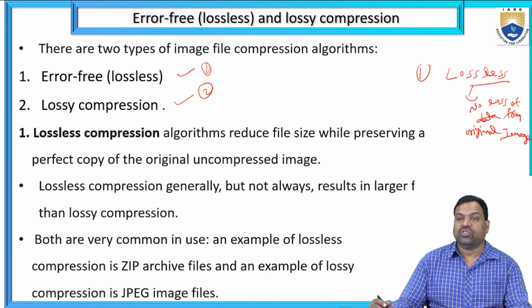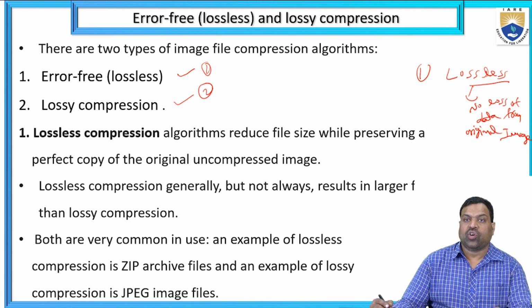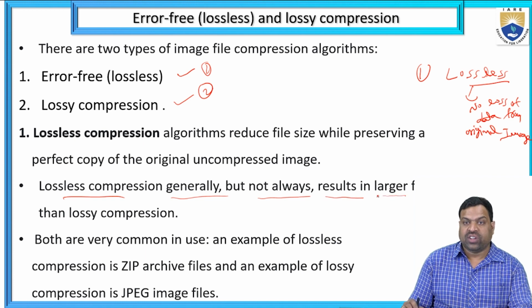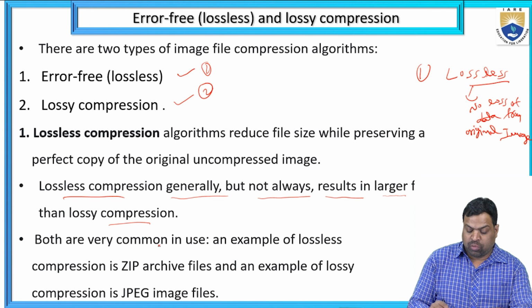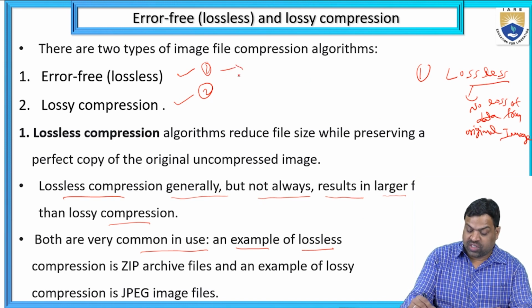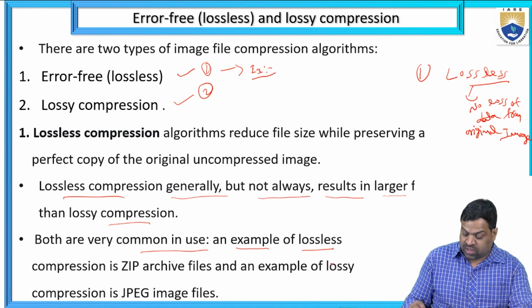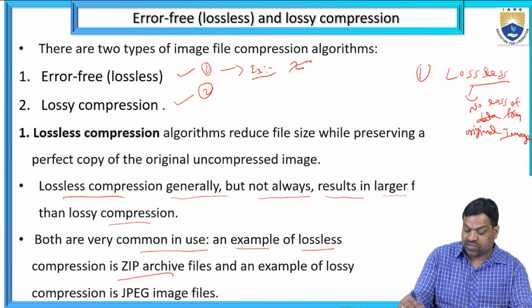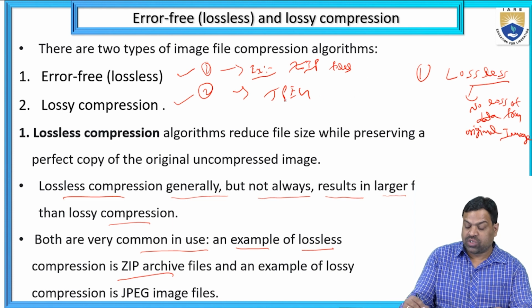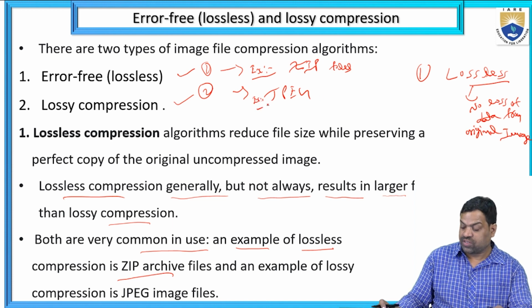Lossless compression algorithms reduce the file size while preserving a perfect copy of the original uncompressed image. Lossless compression generally, but not always, results in larger files than lossy compression, but both are very common in use. For example, in lossless examples, lossless are the zip files. Okay, so lossy are the JPG files. So these are the best examples of lossy and lossless.